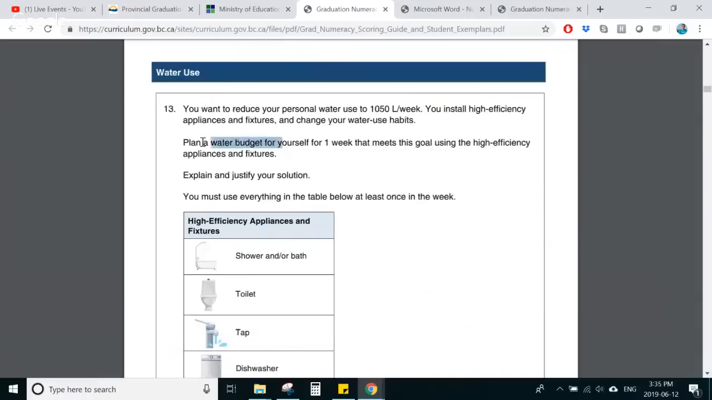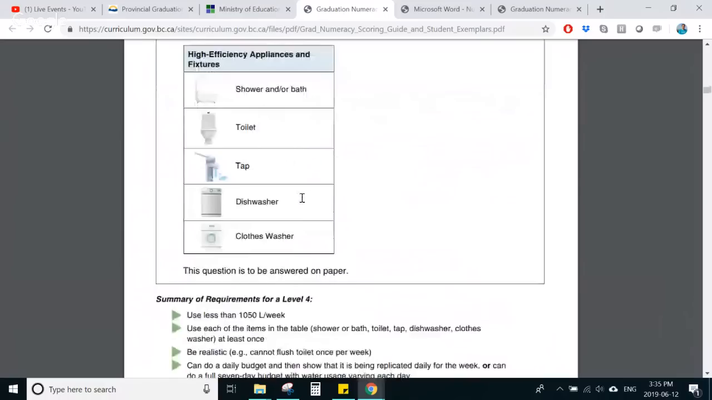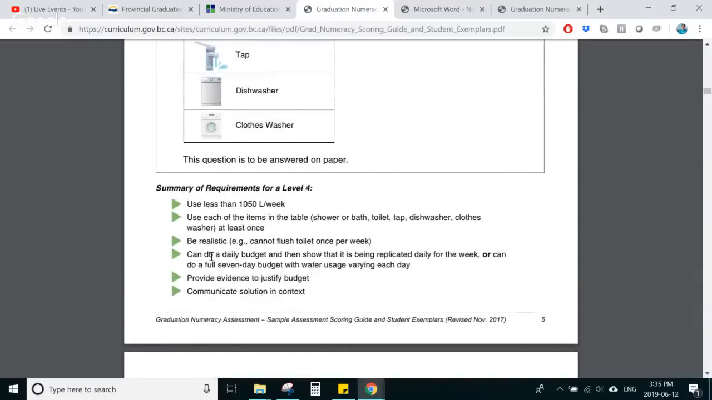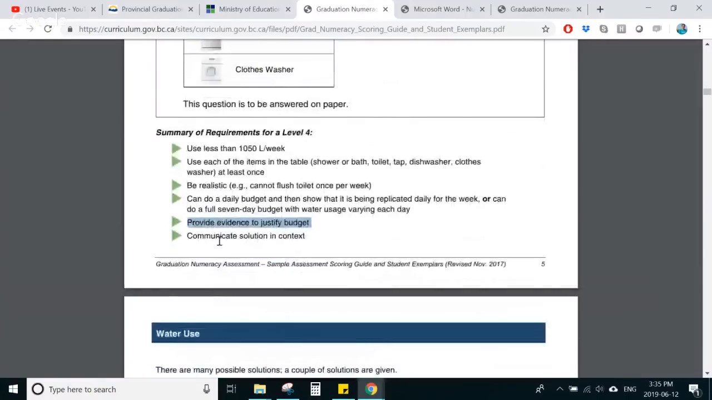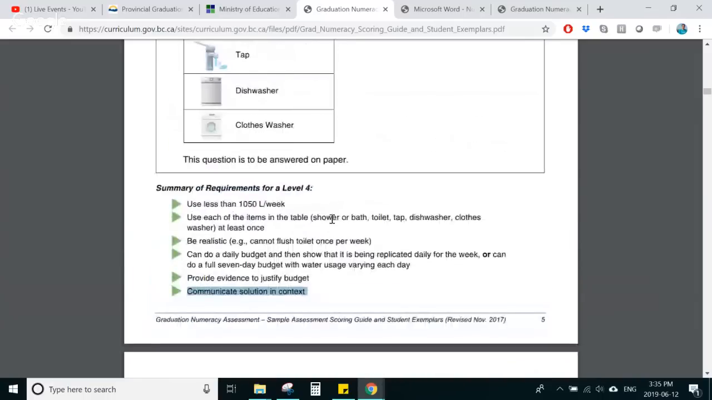Okay, notice that that is one of our constraints. Plan a water budget for yourself. If you don't show that budget, then that requirement is not met. Okay, provide evidence to justify the budget. This is most likely going to be in the form of a table showing that, and communicate the solution in the context. So you can't just write down your answer. Like if you said, I'm going to use 1,040 liters next week, and you wrote that on your page, you would get a 0 because you haven't actually shown any work on the page.